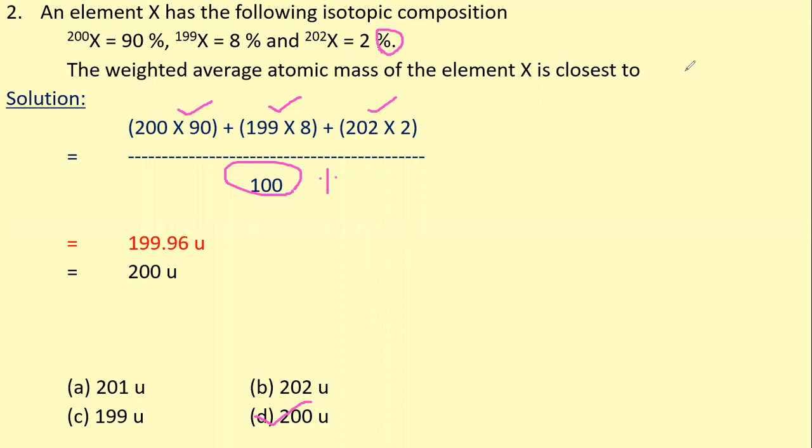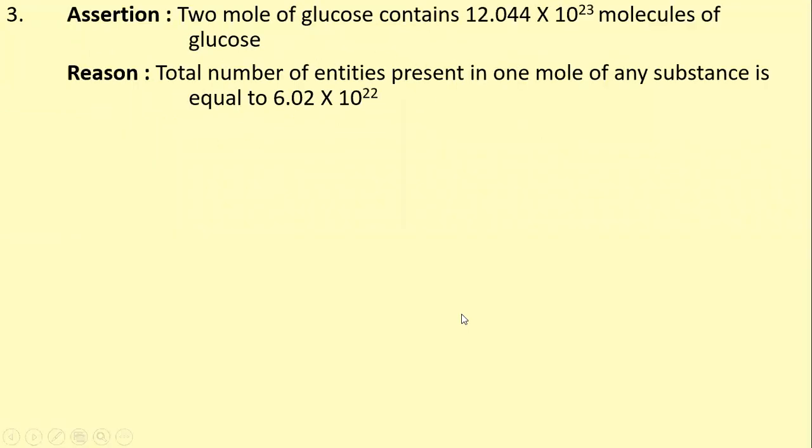So now we'll move on to the next problem. Here in the third question they have given an assertion. See, assertion means it is simply a fact. So 2 moles of glucose contains 12.044 into 10 to the power 23 molecules of glucose. The reason they have given is that the total number of entities present in 1 mole of any substance is equal to 6.02 into 10 to the power 22. Have you noticed any mistake here? Yes.